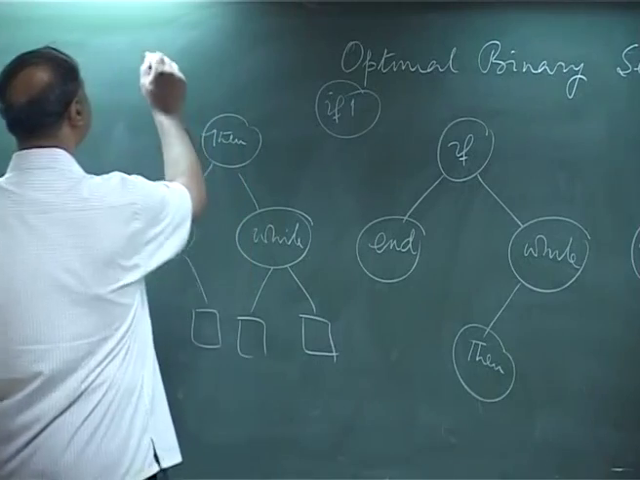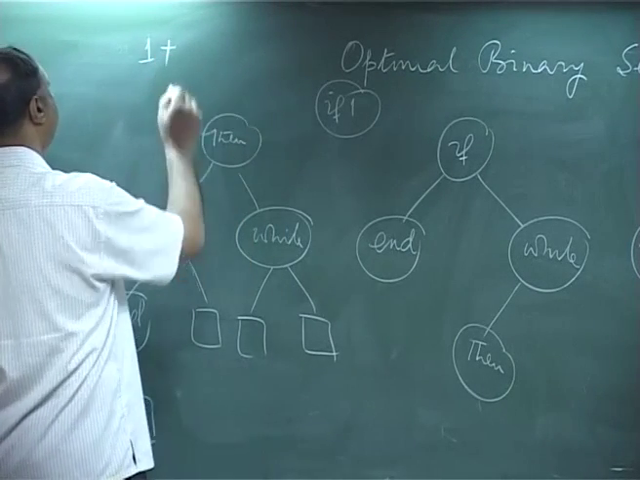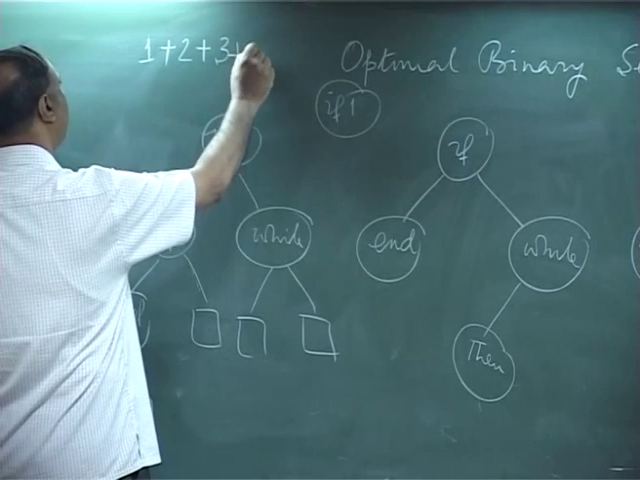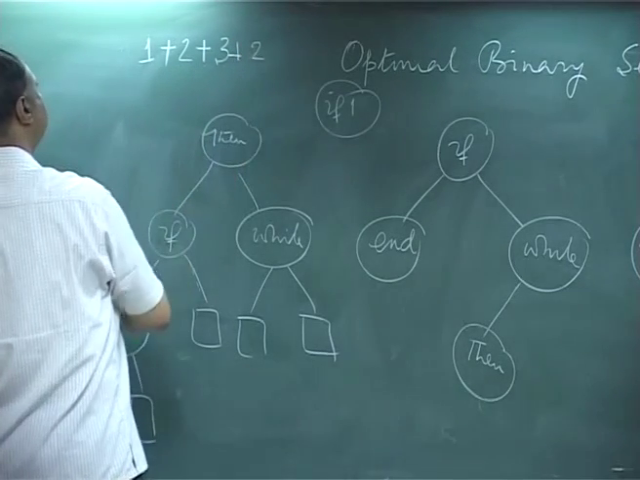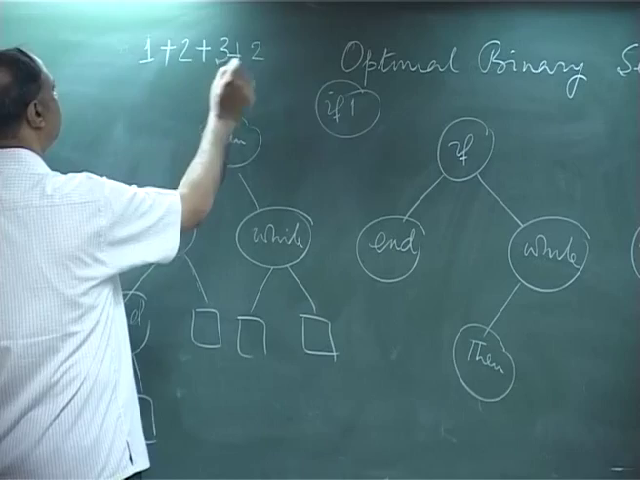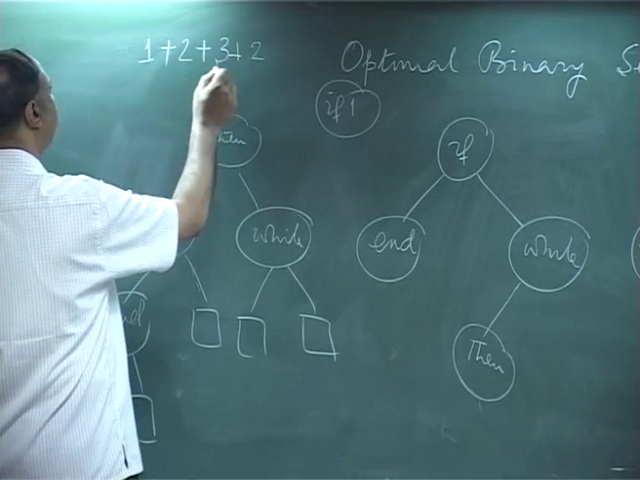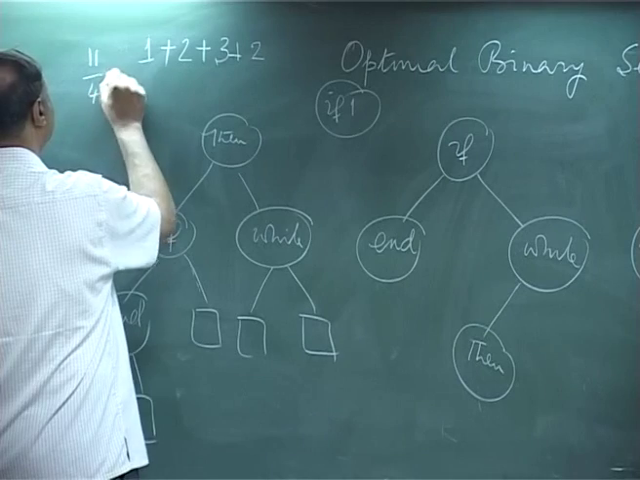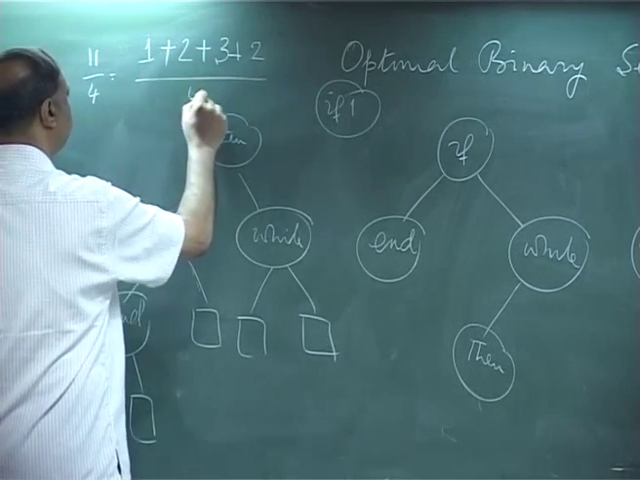For "then" it is 1 comparison. For "for" it is 2 comparisons. For "and" it is 3 comparisons, and "while" is 2 comparisons. So this is 6 plus 5 is 11. 11 divided by 4. So that is your average number of comparisons.